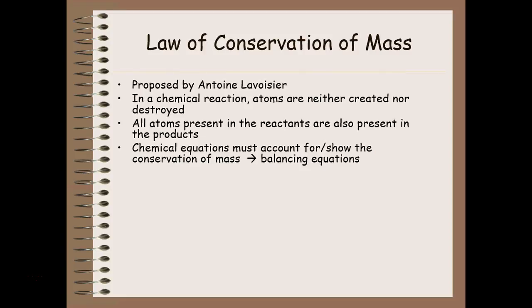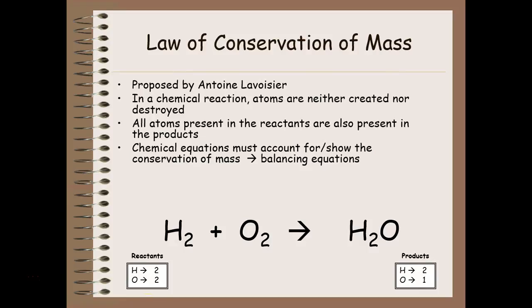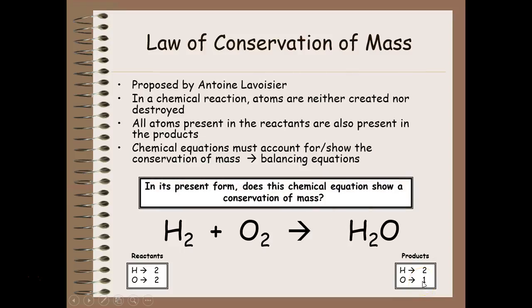It has to show that the number of atoms on one side is equal to the number of atoms on the other side. For example, if we look at our hydrogen plus oxygen yielding water equation, on this side, so far we have 2 hydrogens and 2 oxygens. So far on this side, we're not balanced yet because we have 2 hydrogens as accounted for by the H2, but we only have 1 oxygen atom. So in this present form, the chemical equation does not represent the conservation of mass.